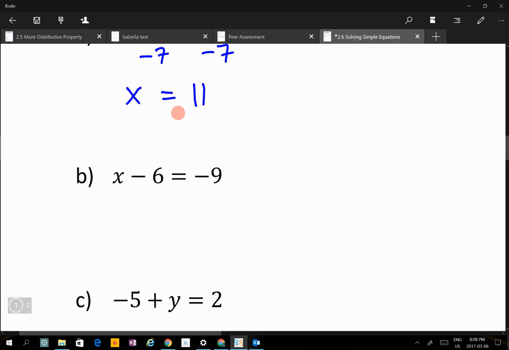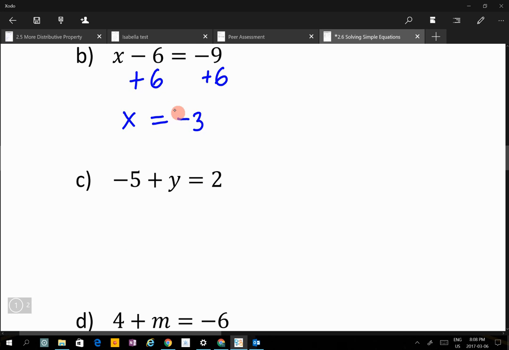X minus 6 is negative 9. So again, I'm going to reverse the order of operations. Instead of minus, I'm going to say plus 6. And to balance it on both sides, I also have to add 6 on the right side. So here I have x equals negative 9 plus 6 is negative 3.